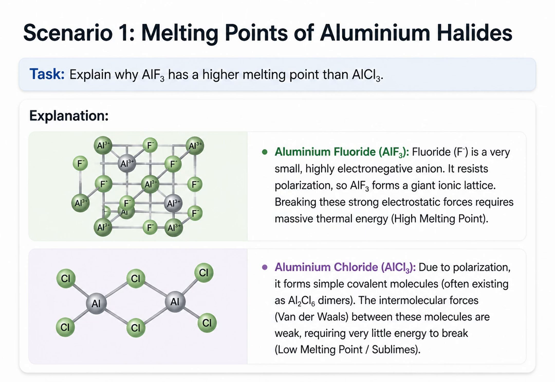Aluminum chloride, however, is covalent. It exists as discrete simple molecules, specifically dimers of Al2Cl6. To melt or boil aluminum chloride, you only need to overcome the weak van der Waals forces between these molecules, not the covalent bonds themselves, resulting in a very low melting point. In fact, it usually sublimes.